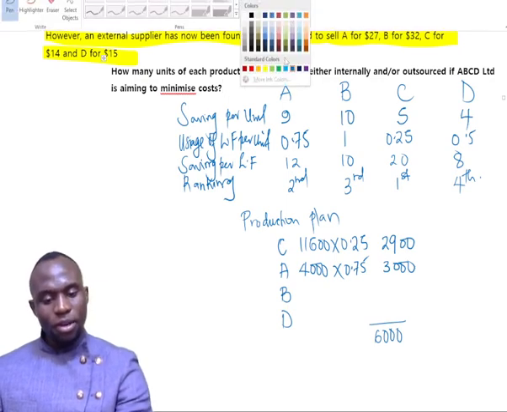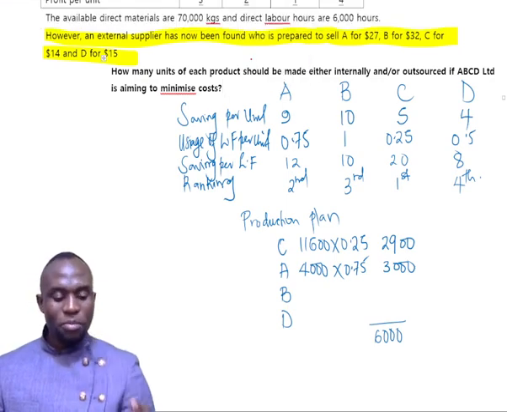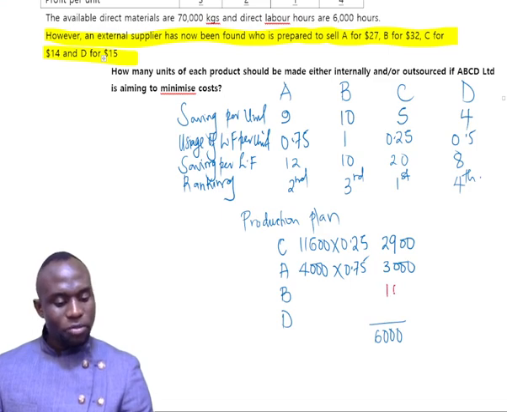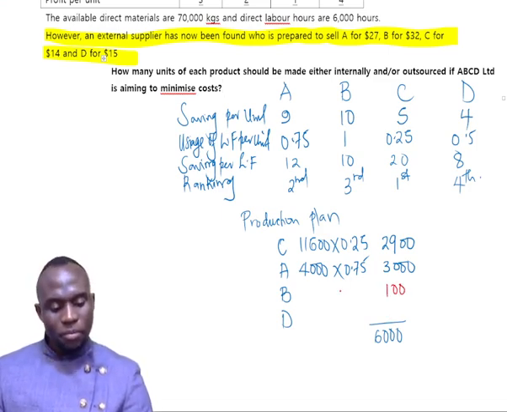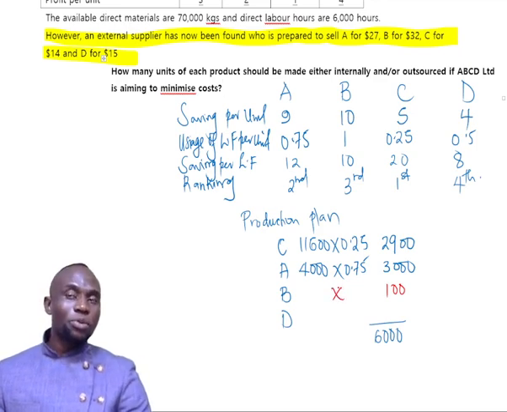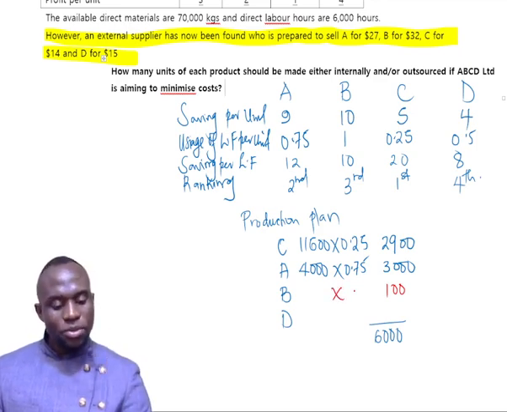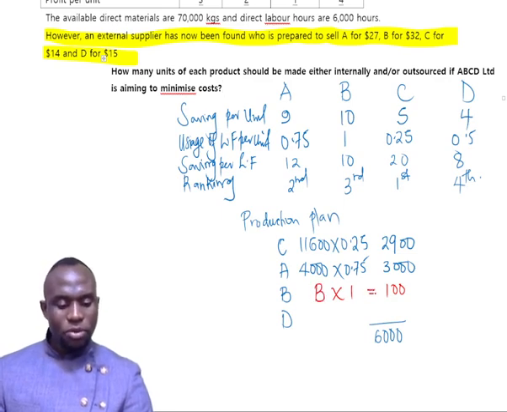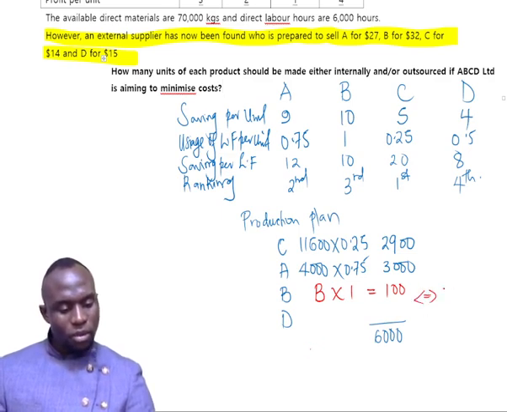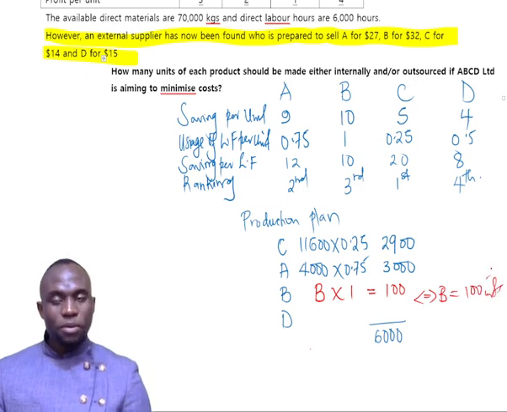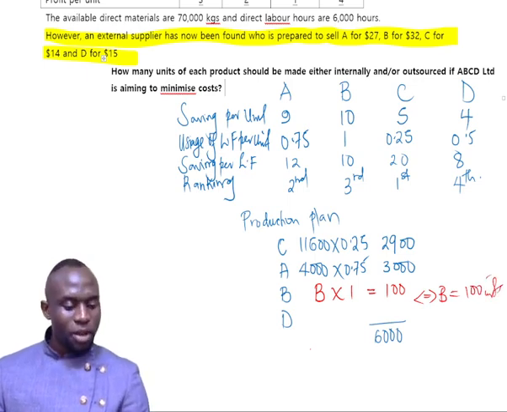So we are only left with, let me change the color because this is where the problem normally is. We are only left with 100 hours and we need product B. So how many units should we produce? Each unit requires 1 hour. So times product B is equal to 100. It means for product B we can produce 100 units.